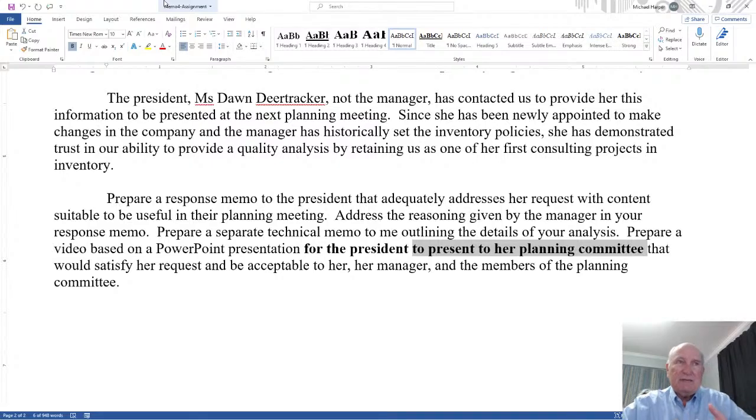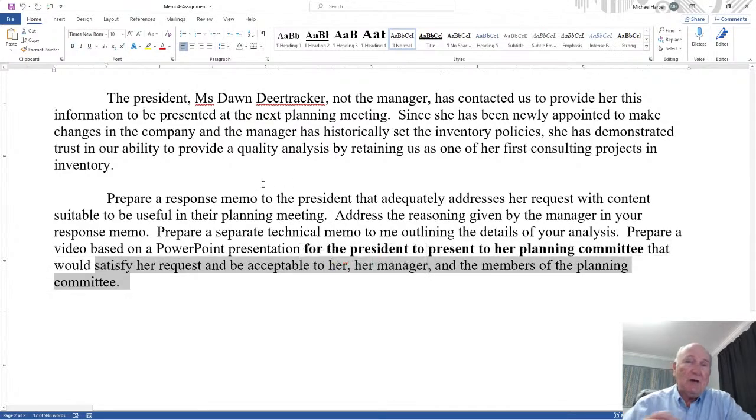It has to be understandable by the president, the manager, and also the members of the planning committee, because that would satisfy her request and be acceptable to her, her manager, and the members of the planning committee. Okay, so the memo is really about communication. Know your audience, know the subject matter, and how you're going to communicate that to achieve these goals.